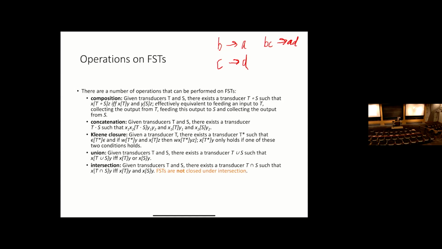Reitao Li says, can composition work if T only provides a subset of the input set of S? It still works. It just might reject some cases. There are some inputs that would be acceptable to T, but not to S, and it just rejects them altogether.